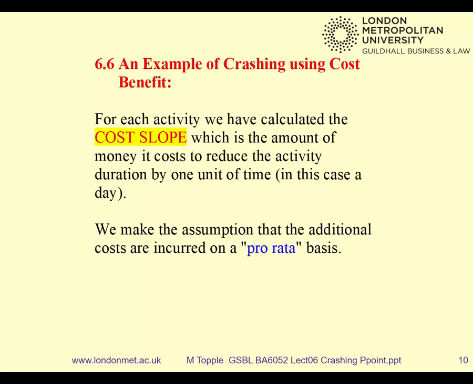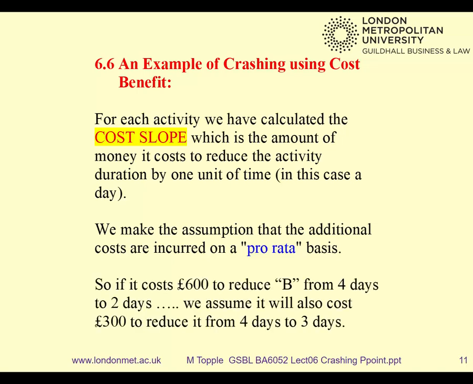Now, we'll make an assumption, which is common in the industry, that you can reduce your task durations on a pro rata basis. Now, what that means is if it costs you £600 to take a task from 4 days to 2 days, then it would cost you £300 to take it from 4 days to 3 days. So, in other words, £300 a day to shorten that task. And that's called the cost slope. And you have to just find out what the cost slopes are for your tasks. You go around and talk to people and gather that information until you understand exactly what can happen.